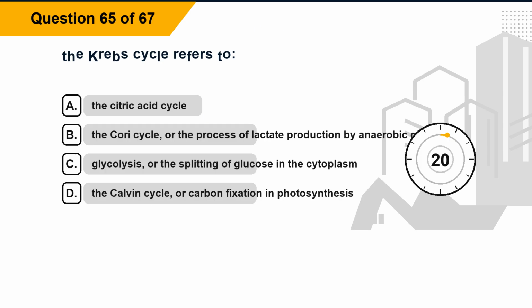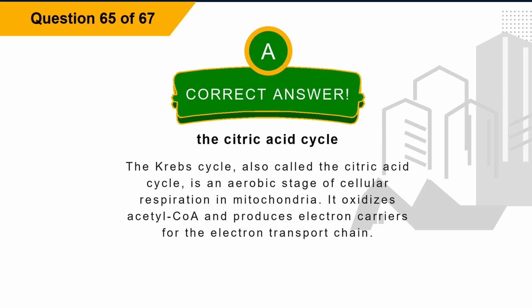Question 65. The Krebs cycle refers to? Option A, the citric acid cycle. Option B, the Cori cycle, or the process of lactate production by anaerobic glycolysis. Option C, glycolysis, or the splitting of glucose in the cytoplasm. Option D, the Calvin cycle, or carbon fixation and photosynthesis. The correct answer is option A, the citric acid cycle. Explanation: the Krebs cycle, also called the citric acid cycle, is an aerobic stage of cellular respiration in mitochondria. It oxidizes acetyl-CoA and produces electron carriers for the electron transport chain.